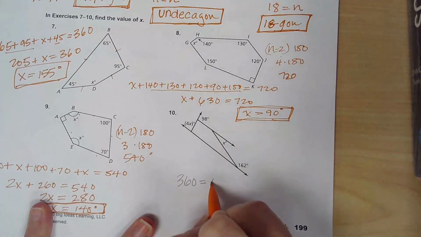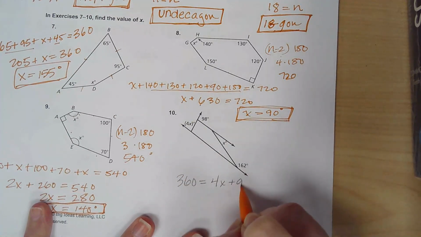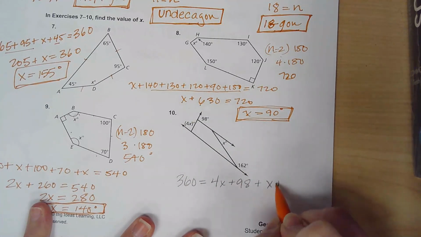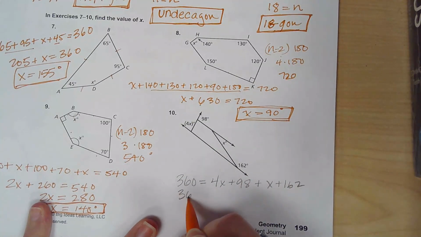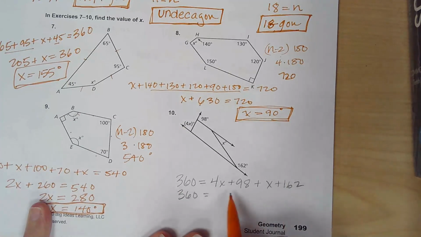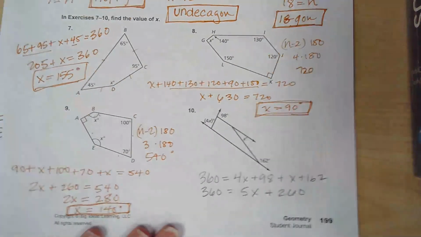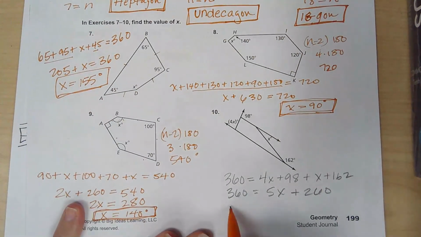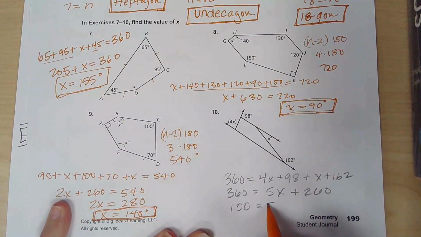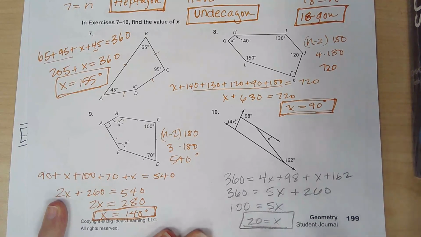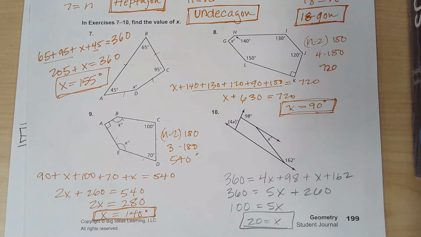So I can do 4x plus 98 plus x plus 162. So this is 5x plus 260. Let's subtract 260 and then divide by 5. And I get x to equal 20.